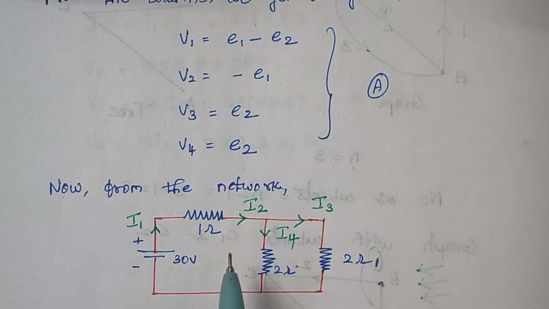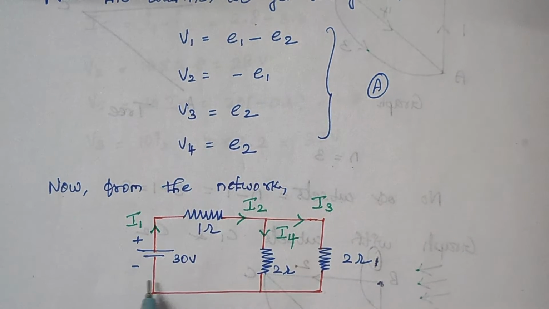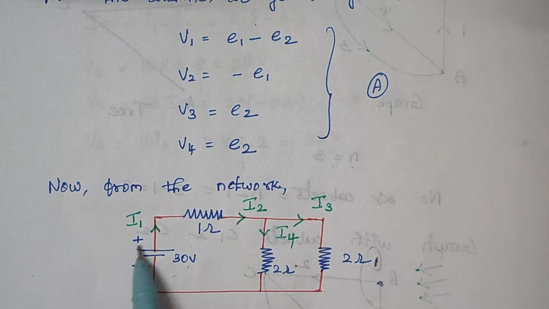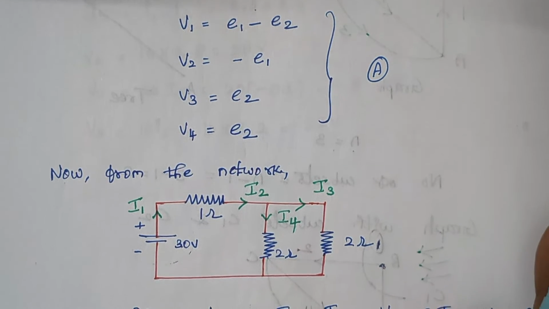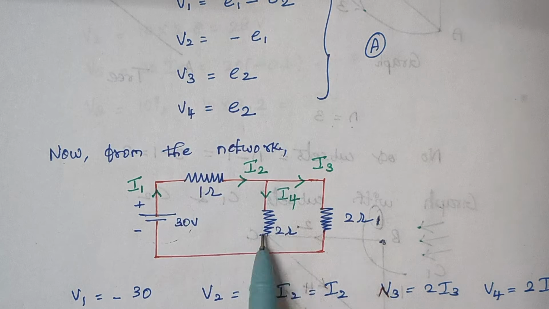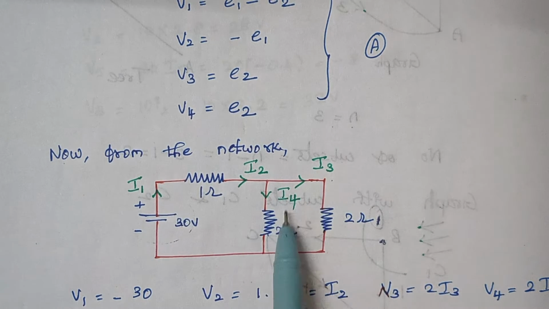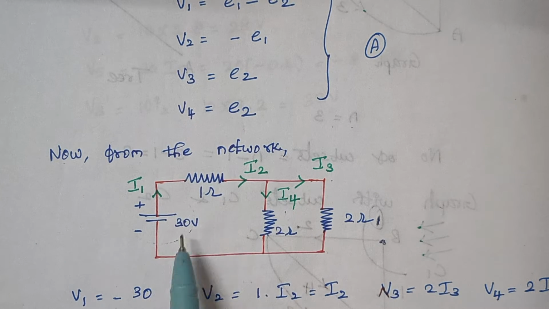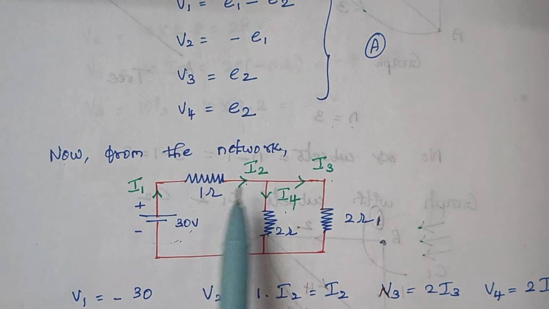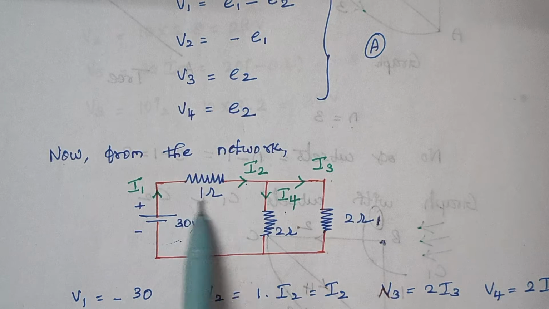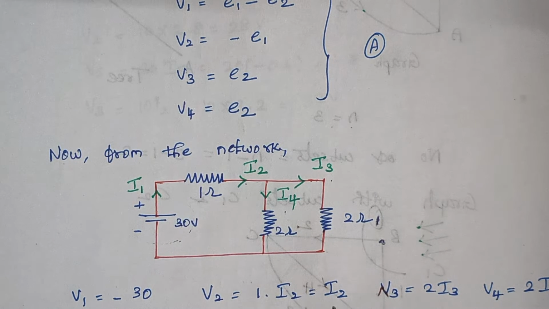So here initially the value of V1 is minus, that is, we are always considering the value of source voltage as minus. So here it is minus 30. And what is V2? First write down the branch currents, I1, I2, I3 and I4. So here V1 is minus 30 and what is V2? V2 is nothing but I into R, that is I2 into the value of R, which is 1. So here it is I2.